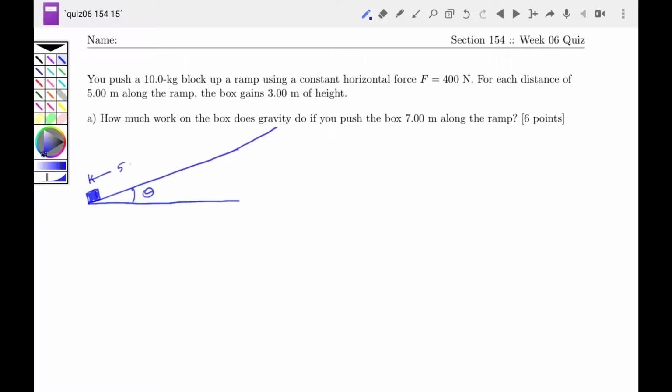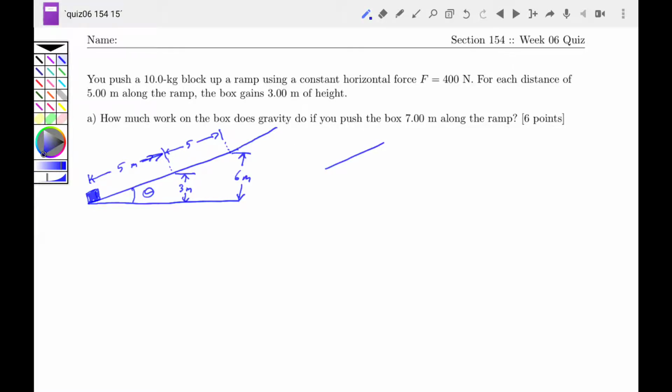for every 5 meters up the incline, the height of the incline is raised by 3 meters. So if you go another 5, it would be here, and then the height would be 6 meters, and so on and so forth. This allows us to get the angle though.